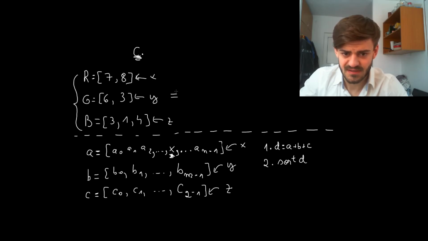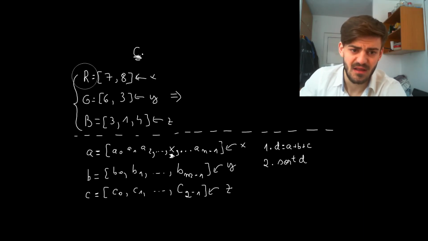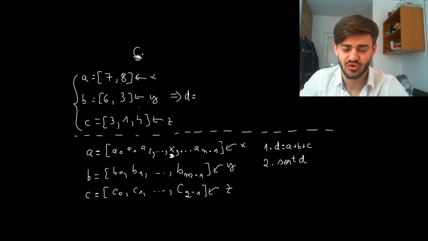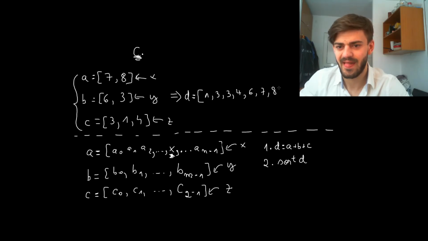So if I have this example, and again, let's change these names because I don't really like them. Let's just call this A, let's call this B, and let's call this C, right? Then the array D, after merging and sorting, is going to consist of 1, 3, 3, 4, 6, 7, 8, right?